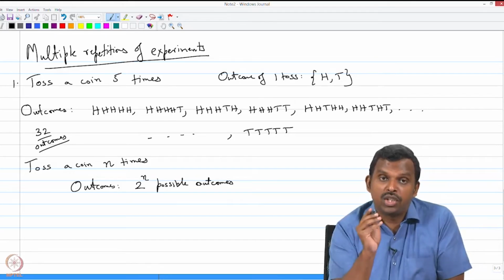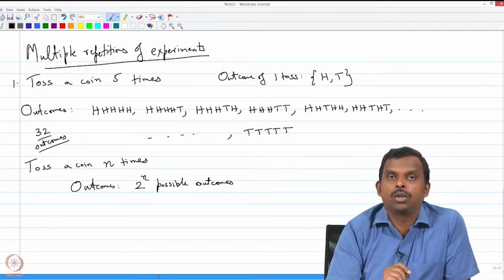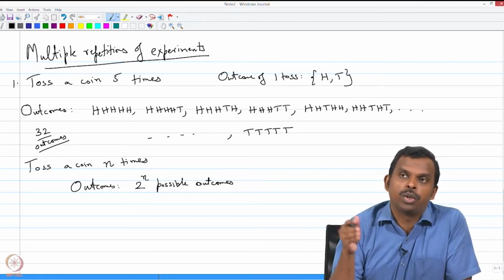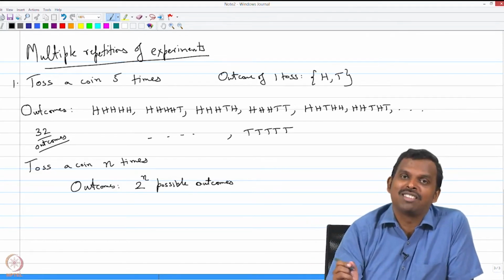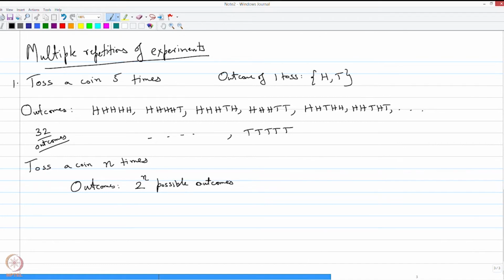Why is that? Because each toss has one of two possibilities, heads or tails, and you repeat it n times. It is 2 into 2 into 2 into 2 into 2, 2 power n possible outcomes. And I cannot possibly list out everything. Since n is a variable, I will have to say it will start with h n times, dot dot dot, I cannot possibly write it down if n is big, and it will go all the way to t, t, t, t, t. That is how the outcomes will look. So, that is tossing a coin multiple times, n times. You will have so many different possible outcomes.